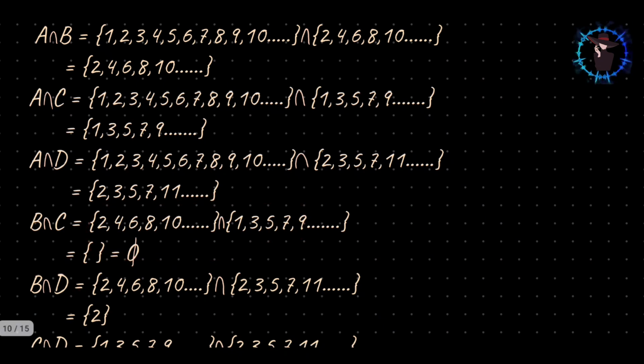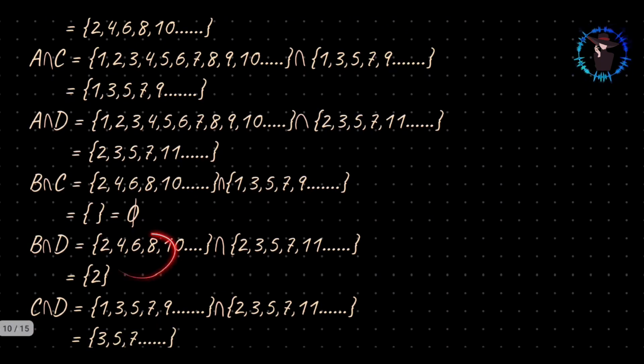Now B intersecting D, we got evens in the B, and in D we got the primes. Only 2 is intersecting, right? Because only 2 is the prime here. 4 is not a prime, but we got 3 as a prime. 4 has factors, it is not a prime. Only 2 is the answer.